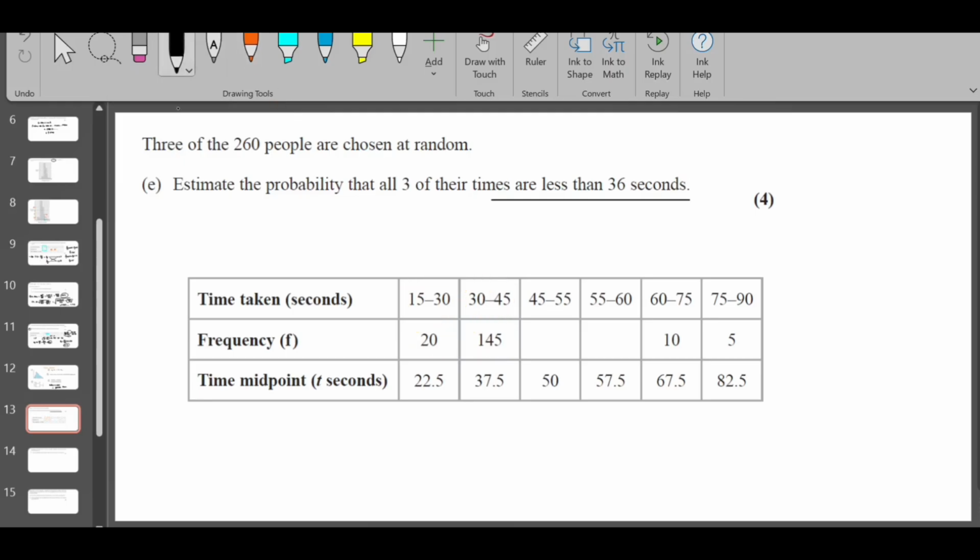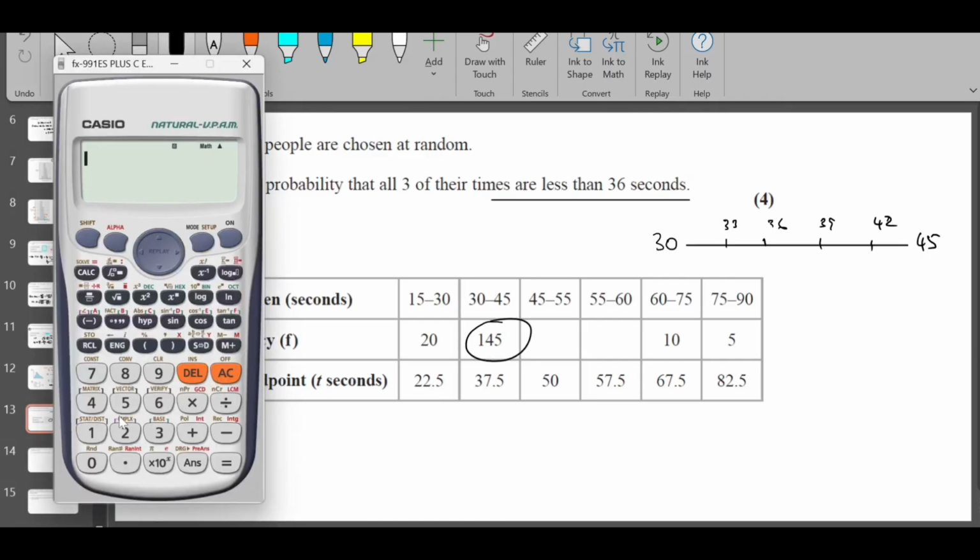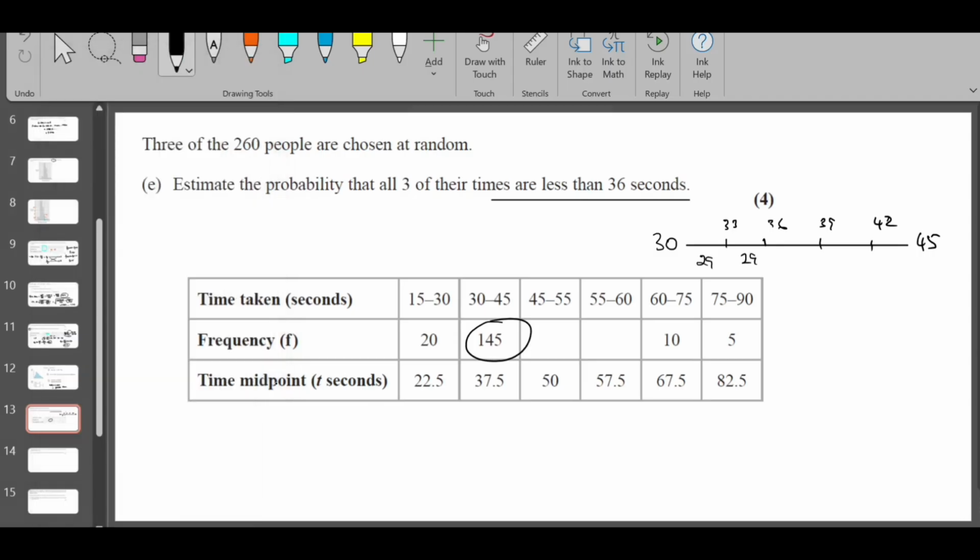So what we are going to do, we can divide 30 to 45, this is just for your reference, okay, into equal portions. So I'm going to write it as 33, 36, 39, 42. So I have taken it into 5 equal portions. So divide this also by 5. So 145 divided by 5 is 29. So you will have 29 people in each portion. So we are interested in till 36 only. So you need to take 29 plus 29.